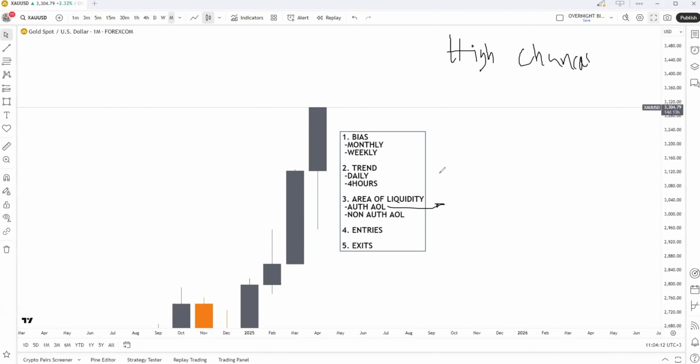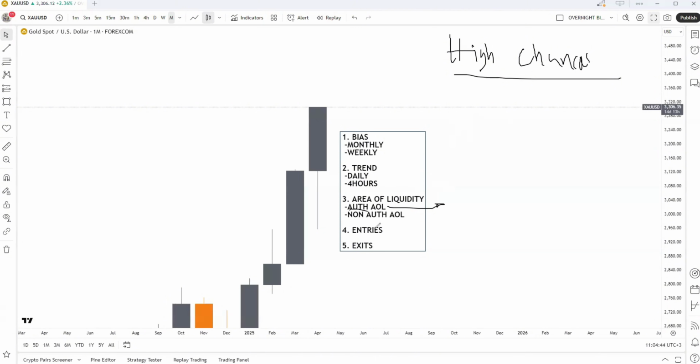In most cases, we use liquidity consumption first as our entry. Of course, I'll be talking about it here on entries. So authenticated areas of liquidity are the areas that have high chances of holding the price. It doesn't mean the rest don't hold the price. They do, but the authenticated ones have high chances.